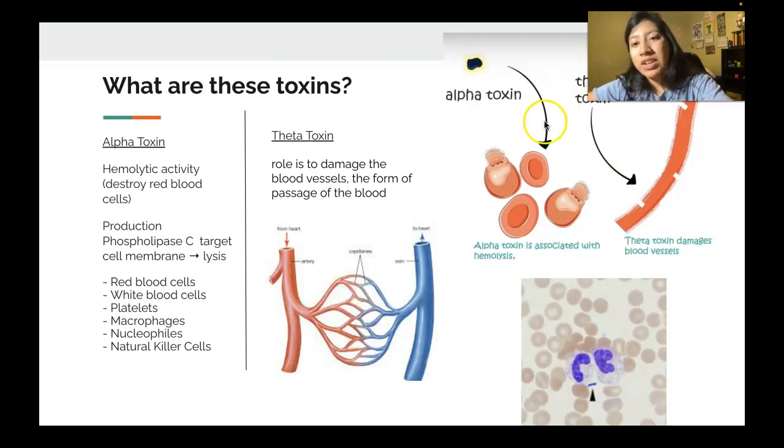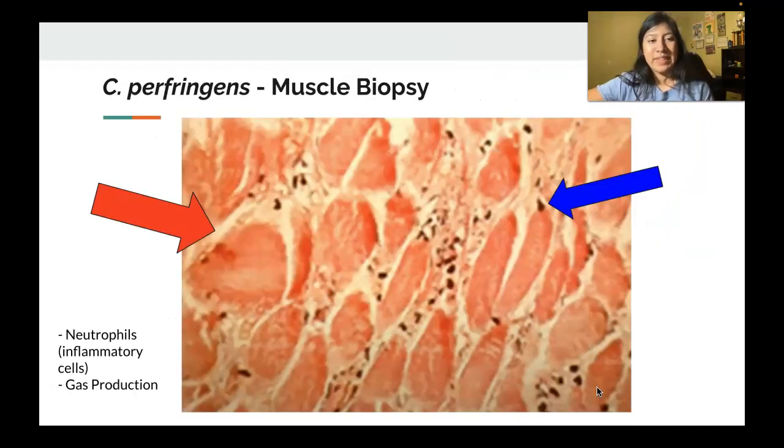This image right here is a simplified version of the alpha toxin and the theta toxin. And I also included this image right here because these are two neutrophils, and this is your perfringens. I wanted to compare the size between your actual immune system cells and the bacteria, because I was like, wow, the size is very different, but they have such a large effect on your immune system, which is crazy.